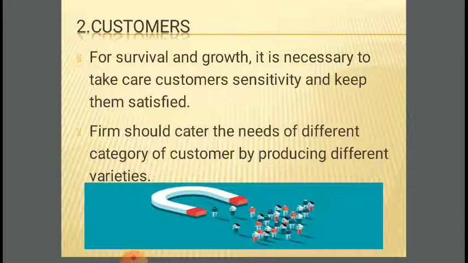A firm should cater to the needs of different categories of customers by producing different varieties. See, any organization cannot have only one type of customer. There are different categories of customers. What kind of categories are there? For example, individual customers are there. You can have a customer as an organization or institution. You can have a customer as a government as well, and all of them have different needs.